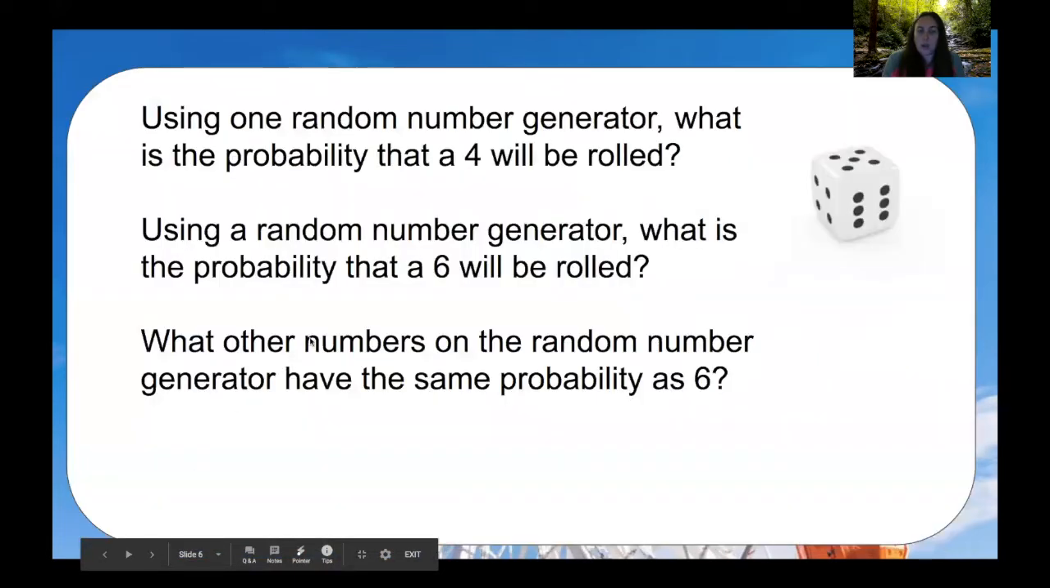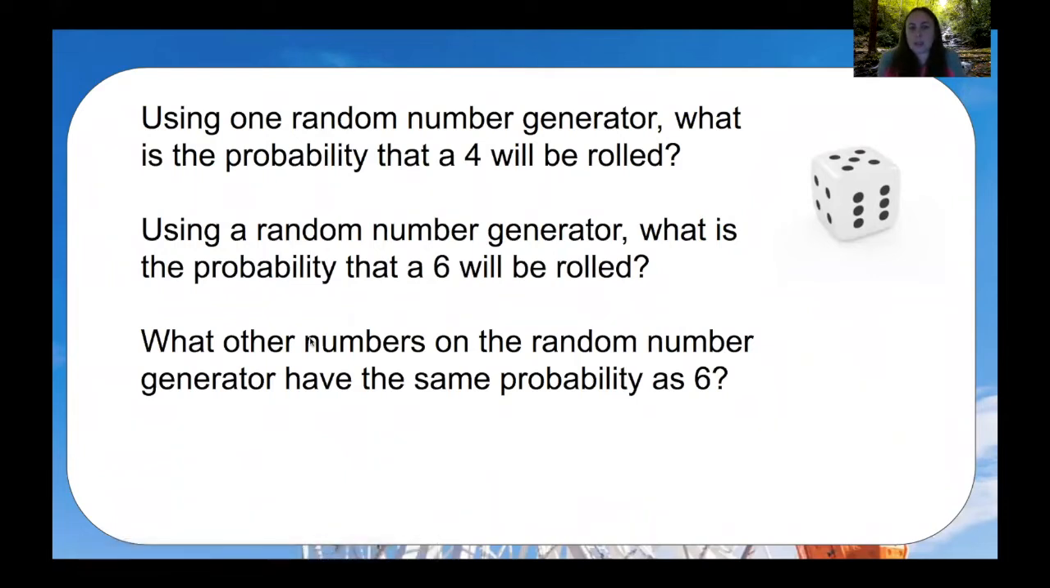Okay, so using one random number generator, what is the probability that a 4 will be rolled? You don't even have to roll it right now. You just have to think about it. It has the numbers 1, 2, 3, 4, 5, 6. What is the probability that a 4 will be rolled? All right, using a random number generator, what is the probability that a 6 will be rolled? And what other numbers on the random number generator have the same probability as 6?